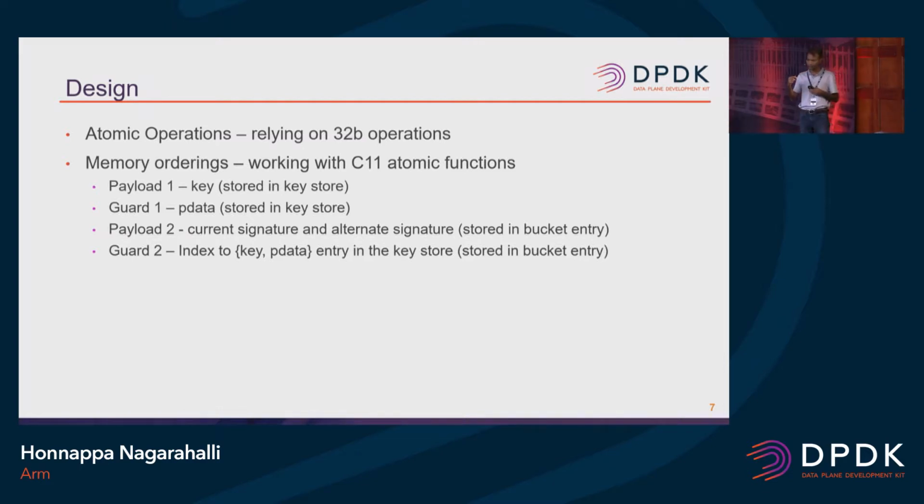And next, payload 2 is the signature and the alternate signature. They are in the bucket entry. And then the guard for the bucket entry is the index of the key in the key store.